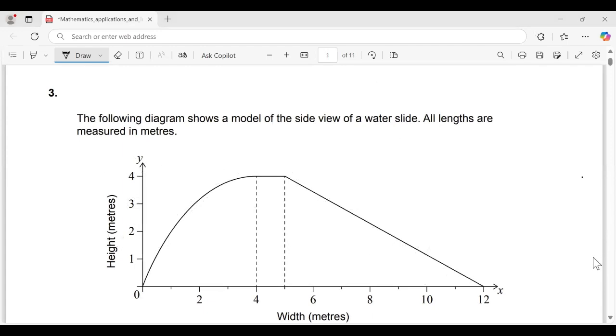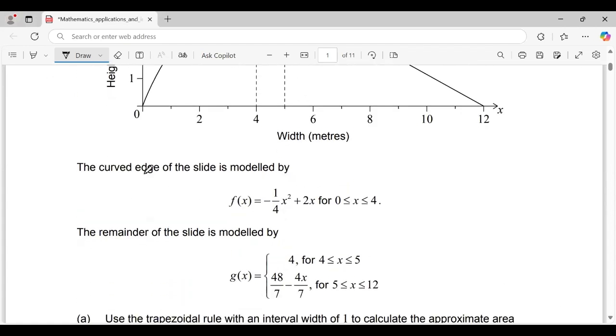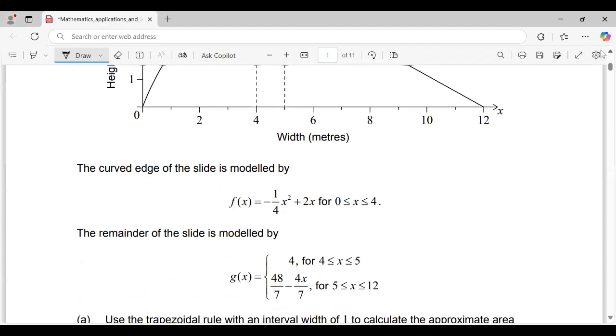Number 3, the following diagram shows a model of the side view of a water slide. All lengths are measured in meters. This is the diagram. The curved edge of the slide is modeled by f(x) = -1/4 x^2 + 2x for x in the interval 0 to 4.